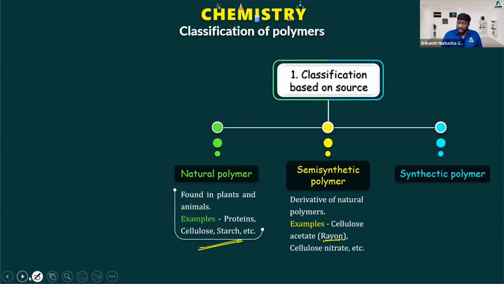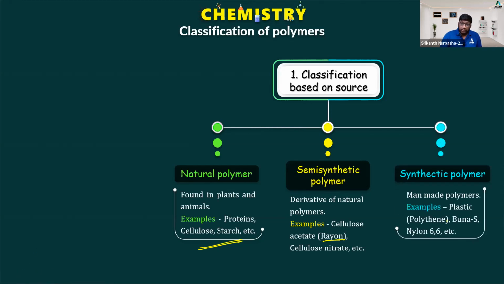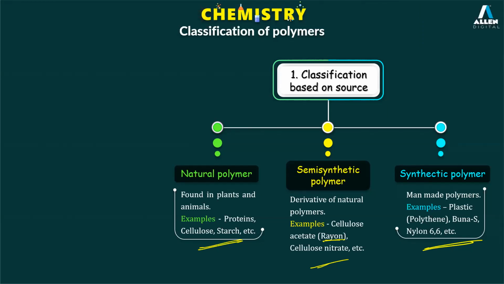Synthetic polymer means they are completely man-made polymers. Like man-made polymers, you can look at plastic, polythene, bunas, nylon 6,6. These are all the examples of respective synthetic polymers. Is that clear? Yes. That's right.